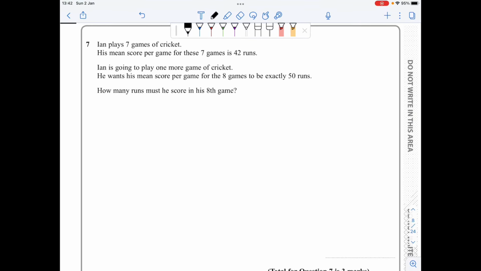For this question, let's remind ourselves of the formula for the mean. The mean is equal to the sum of the observations divided by the number of observations, and this sum can be denoted by the sigma x. So I'm gonna split my page into two. Half of it will be for the 7 games, the other half for the 8 games.